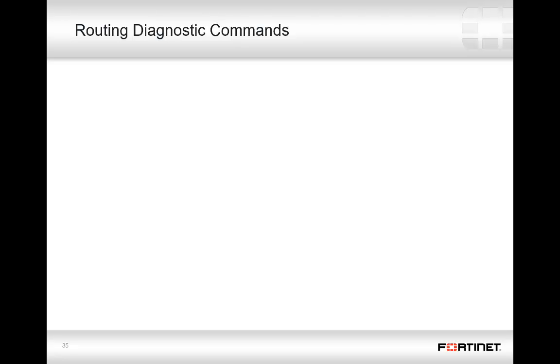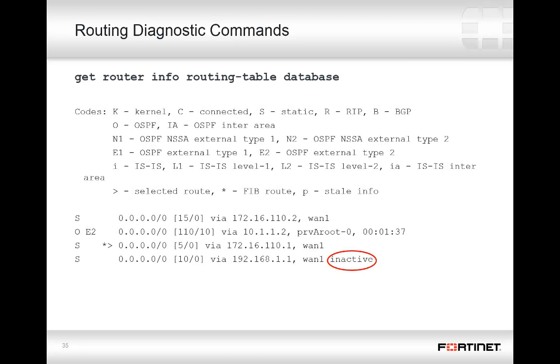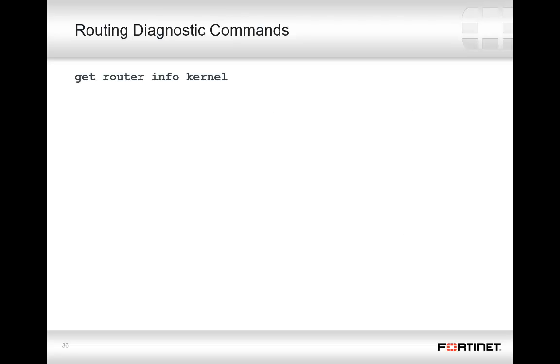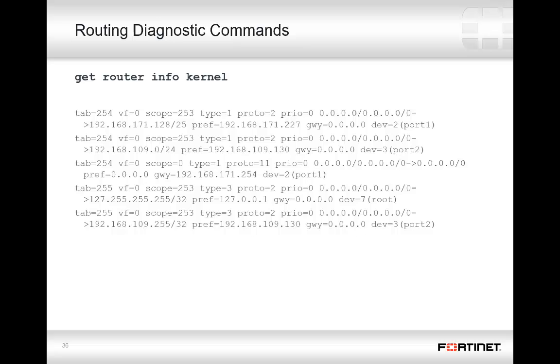The previous command only shows routes that are currently loaded in the routing table. To show routes that are inactive, you can use this command. For example, this route is inactive because it has a distance of 10 and there is another route to the same destination that has a smaller distance of 5. Only the shortest available path is loaded into the routing table. This command is rarely used and is very low level, but it shows the actual forwarding information base, which is indeed the routing information that the kernel uses to forward traffic.